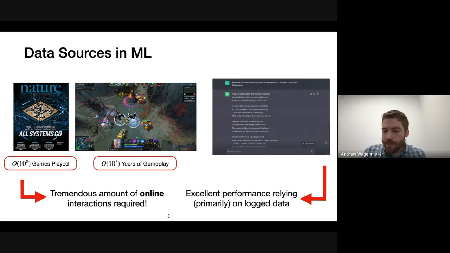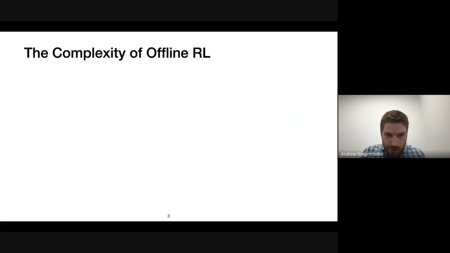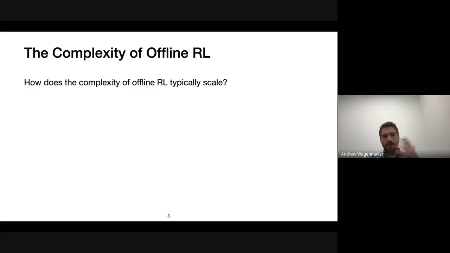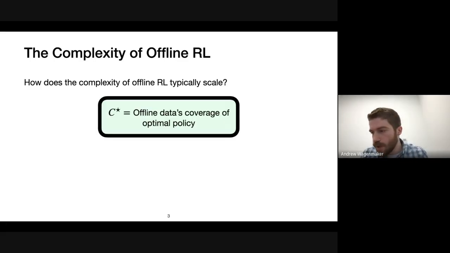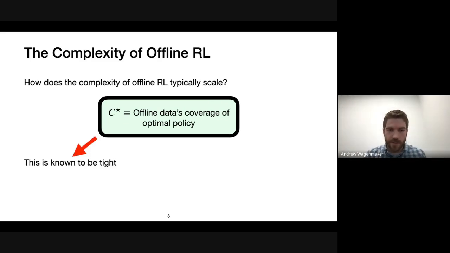But this offline RL literature has some limiting factors. One of them: how does the complexity of offline RL typically scale? It typically scales with a term that we'll just call C star, which is essentially the offline data's coverage of the optimal policy. There are a lot of variations on how you actually form it, or what the precise definition of C star is, but morally this is what a lot of these papers are saying, and this is also known to be tight.